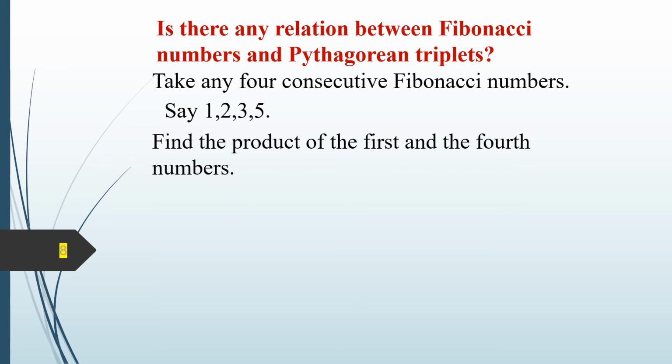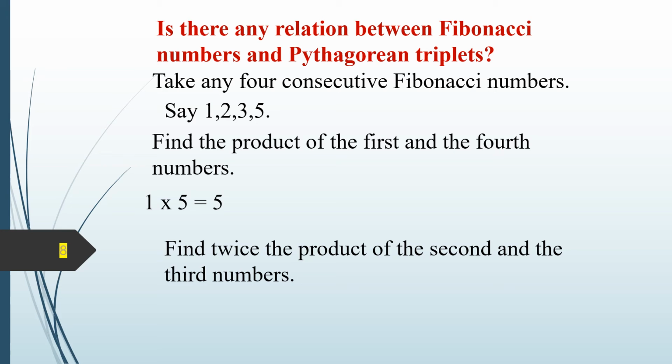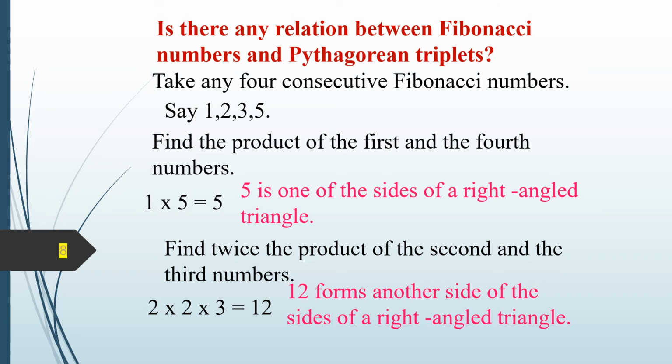Find the product of the first and fourth number. One times 5 gives 5, and twice the product of the second and third number: 2 times 2 times 3 is equal to 12. Now 5 is one of the sides of the right angle triangle, and 12 forms another side of the right angle triangle.